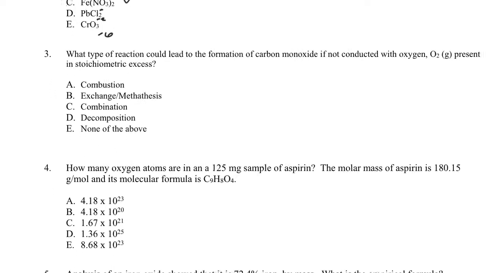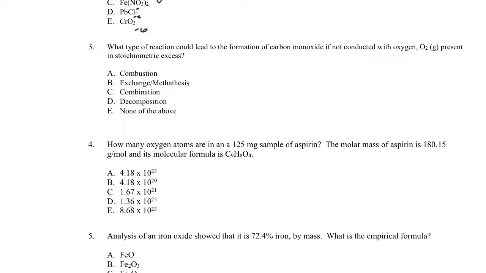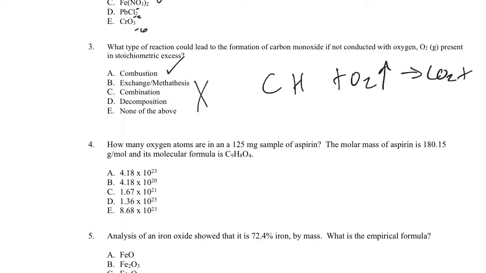So what type of reaction could lead to the formation of... I don't know why this one's on here again. So this is like number 14 off the previous quiz. What type of reaction could lead to the formation of carbon monoxide if not conducted with oxygen, O2, present in stoichiometric excess? That's the combustion reaction. This isn't a super big deal other than pointing out the need for oxygen to be in high excess whenever we're combusting compounds. So if you have a hydrocarbon that contains CH plus O2, make sure to have enough O2 to be able to make CO2 plus water.